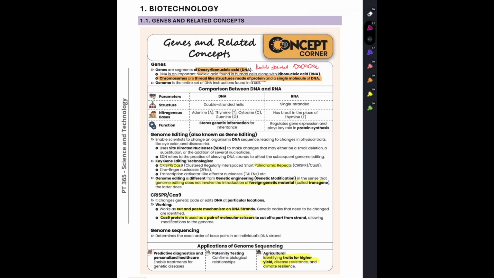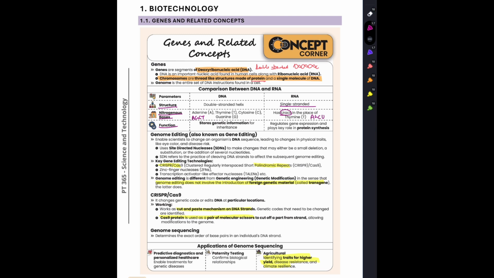Genome is the entire set of DNA instructions found in a cell. Comparison between DNA and RNA. So both of them have been compared along several parameters, which are the structure, nitrogen species, and functions. So DNA is a double-stranded helix, as I showed you earlier. RNA is single-stranded. DNA comprises the nitrogen species AGCT: adenine, thymine, cytosine, guanine. So you might have read this in your class 12 chemistry classes. RNA has uracil in place of thymine, so it is AGCU.